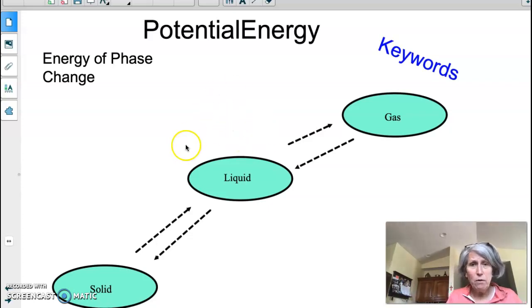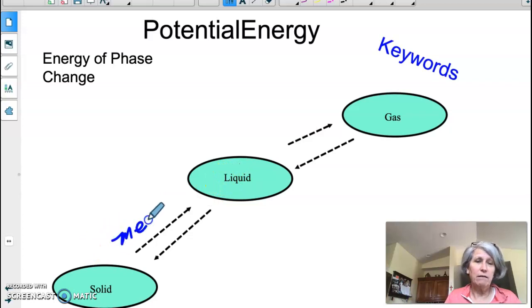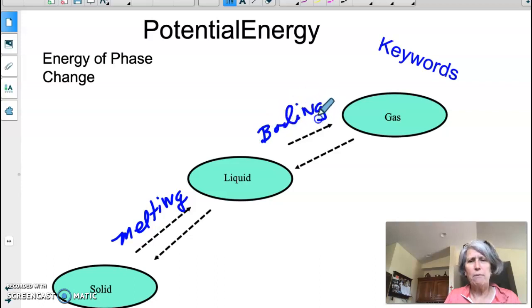So there are some key words to know about when we're talking about energy of a phase change. And you know these words because you've probably known them since elementary school. You can go between a solid and a liquid, and we call that melting. And you can go between a liquid and a gas, and we would call that boiling. You could also consider it evaporation, but that's a bit of a different phenomenon that we'll talk more about when we talk about vapor pressure, which will be in the next unit.